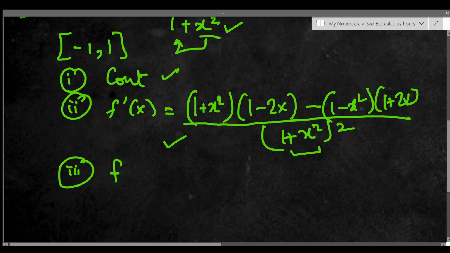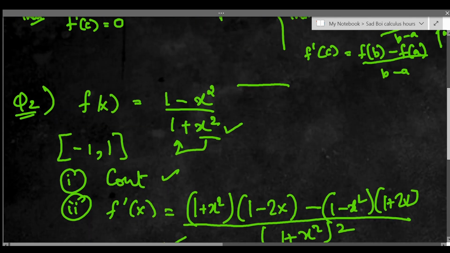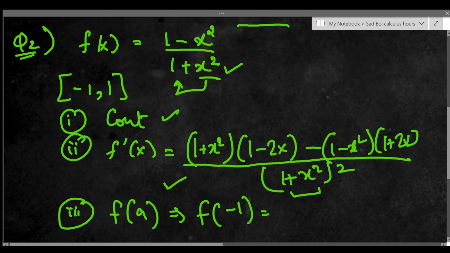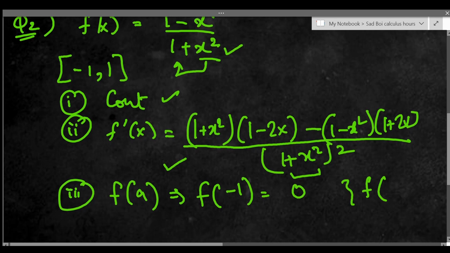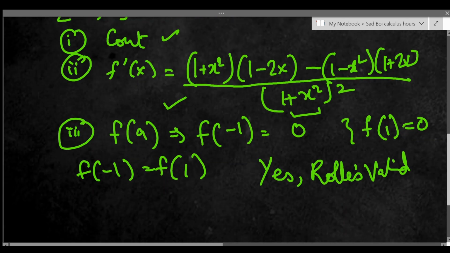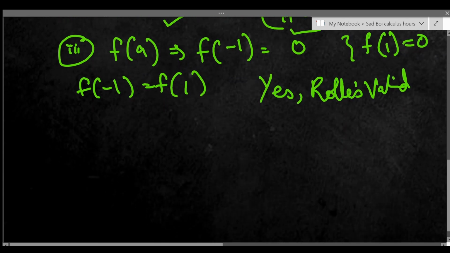Now part 3, f of a. Let's calculate f of negative 1, and f of negative 1 is equal to 0, and f of 1 is also equal to 0. So f of negative 1 is equal to f of 1. So yes, Rolle's theorem is valid. Now let's apply Rolle's theorem.